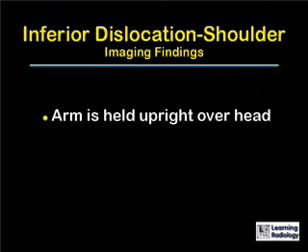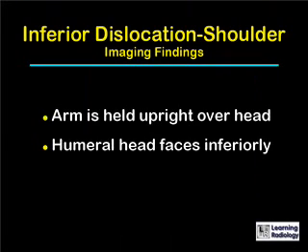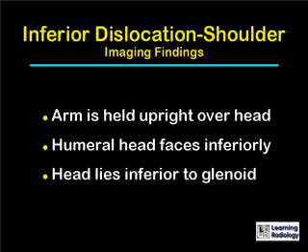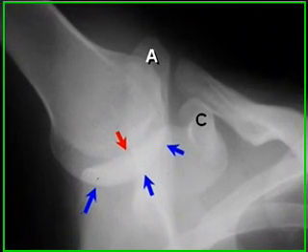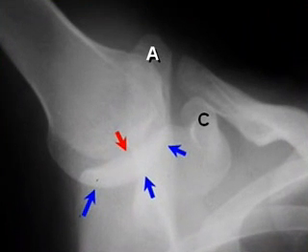The imaging findings include an arm which is held upright about 45 degrees over the head, and the humeral head faces inferiorly. The head will lie inferior to the glenoid. And this is an example of an inferior dislocation. The blue arrows are pointing to the articular surface of the glenoid, which is pointing inferiorly. The red arrow is pointing to the glenoid. You can see that the head lies inferior to the glenoid. The C is the coracoid process, the A, the acromion. You'll notice that the arm is held at about a 45-degree angle upward.